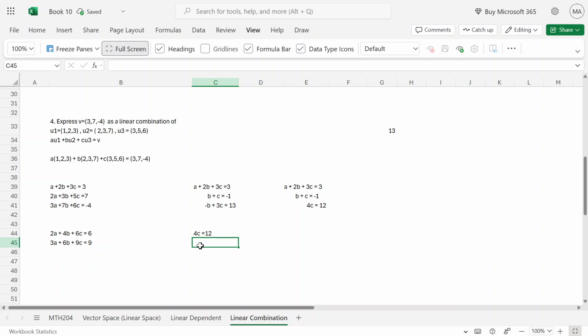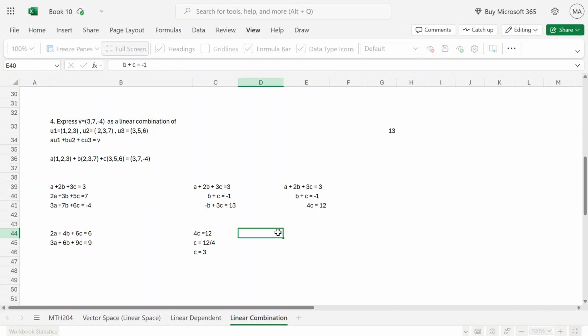Our c equals 12 divided by 4. So c equals what? Equals 3. So you have c equals 3. Now plug this c equals 3 into this equation here to get your b. So b plus 3 equals what? Minus 1. So b equals minus 1 minus 3. So b equals minus 4.